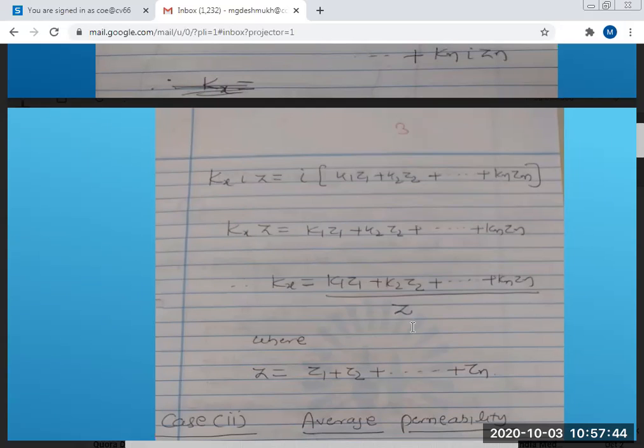So this is the formula. Please remember, when the flow is parallel to the bedding plane, the effective or average permeability is given by Kx is equal to K1 Z1 plus K2 Z2 plus continuing up to Kn Zn divided by Z. Write it down please. I will give you 2 minutes time. Take down.